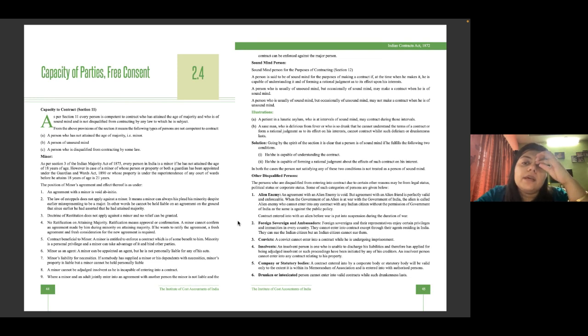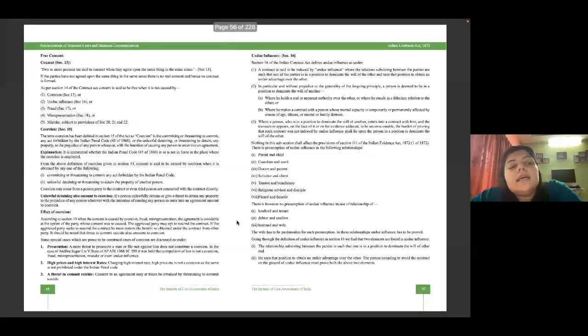So when we are talking about the disqualifications of persons, the first disqualification is that of an alien enemy. The second is with respect to foreign sovereign and ambassadors. The third is with respect to convicts. The fourth is with respect to insolvents. The fifth is with respect to company or statutory bodies. The sixth is with respect to drunken or intoxicated persons.